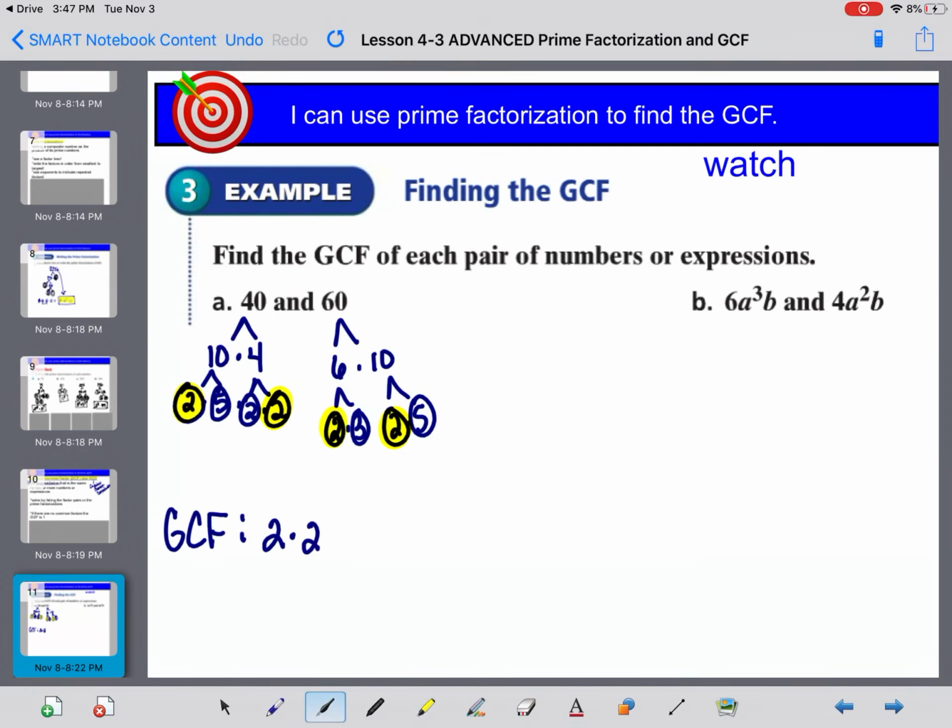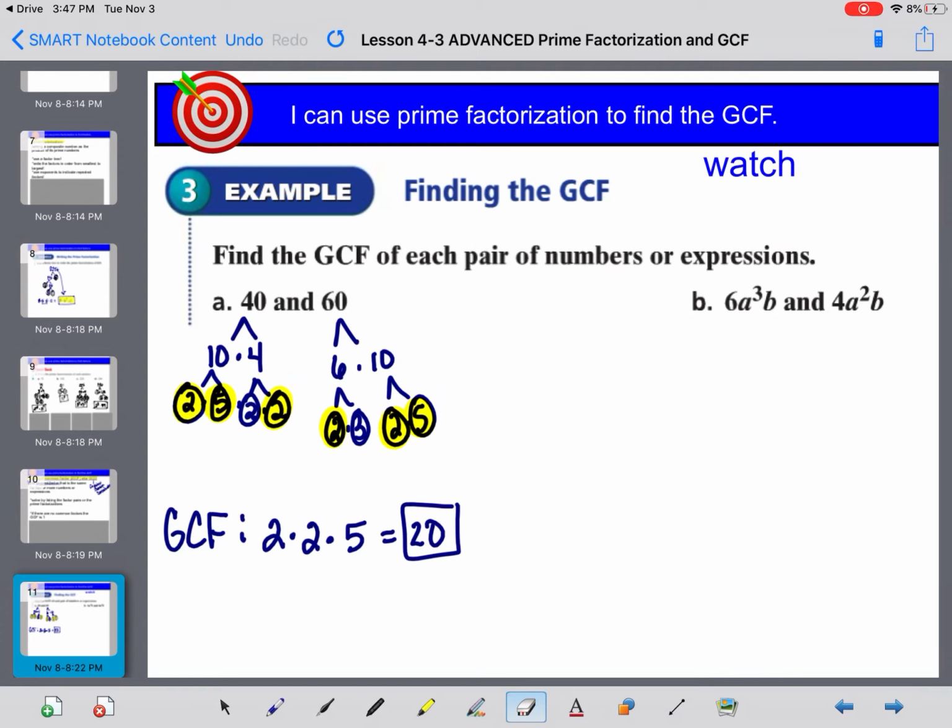There's also a 3 on the right here, but there's not a 3 on the left, so that's not in common. I do see that there is a 5 in common, so I'm going to write that down. 2 times 2 times 5 is 20. So 20 is my greatest common factor.